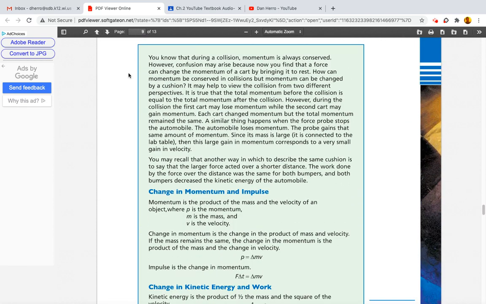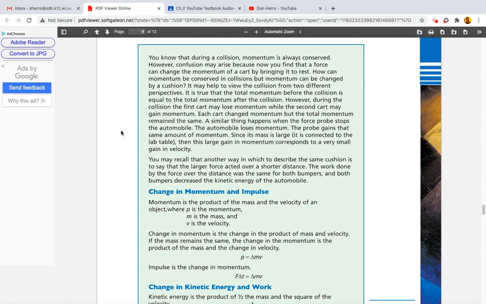You know that during a collision, momentum is always conserved. However, confusion may arise because now you find that a force can change the momentum of a cart by bringing it to rest. How can momentum be conserved in collisions, but momentum can be changed by a cushion? It may help to view the collision from two different perspectives. It is true that the total momentum before the collision is equal to the total momentum after the collision. However, during the collision, the first cart may lose momentum while the second cart may gain momentum. Each cart changed momentum, but the total momentum remained the same.